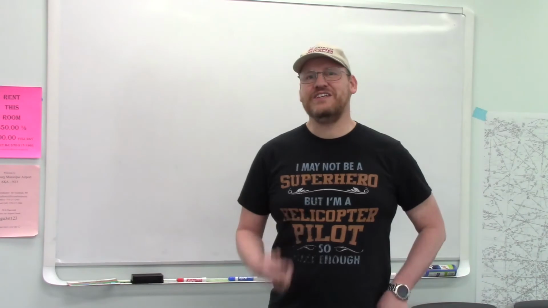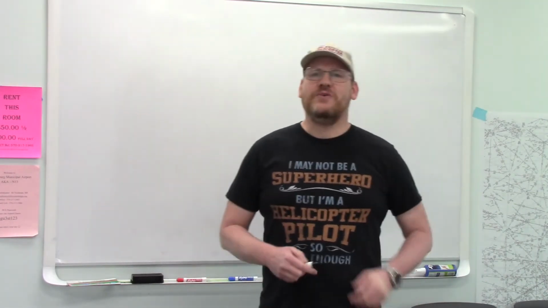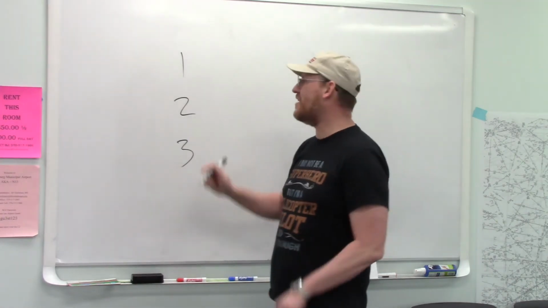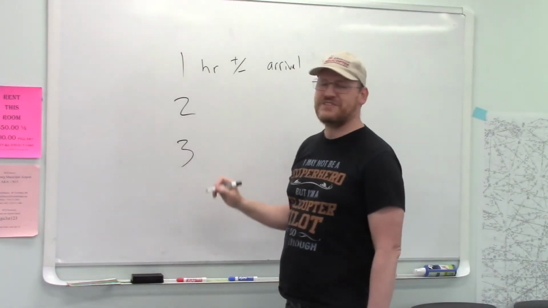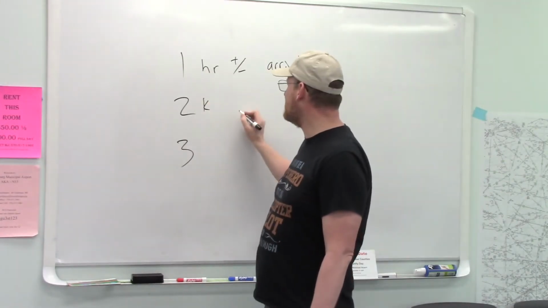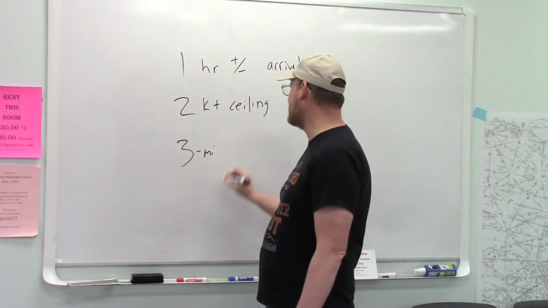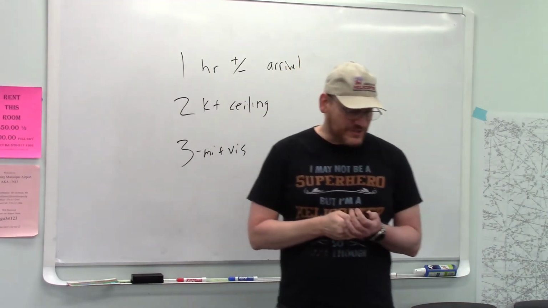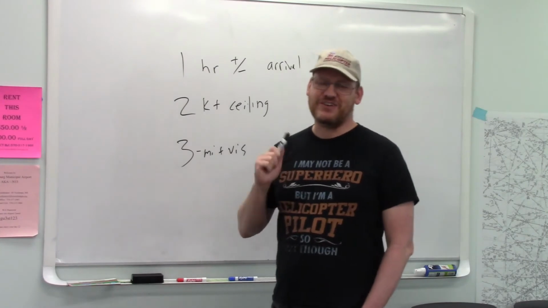So when are these times that you need to file an alternate? I'm glad you asked. We have what we call the 1, 2, 3 rule. Within an hour before your arrival at your destination, you have to have 2,000 foot ceilings or more and 3 miles visibility or more. So that's the 1, 2, 3 rule. If you don't have this, you have to file an alternate.